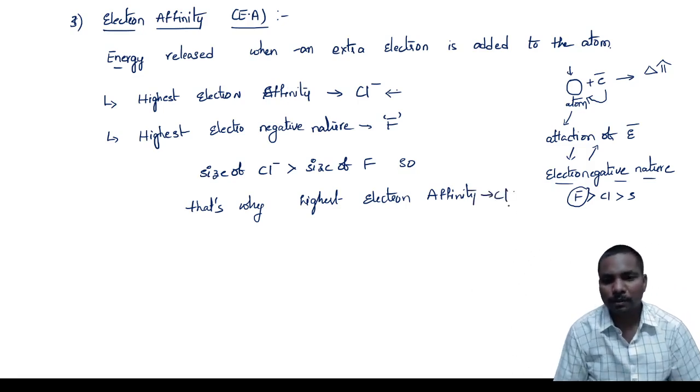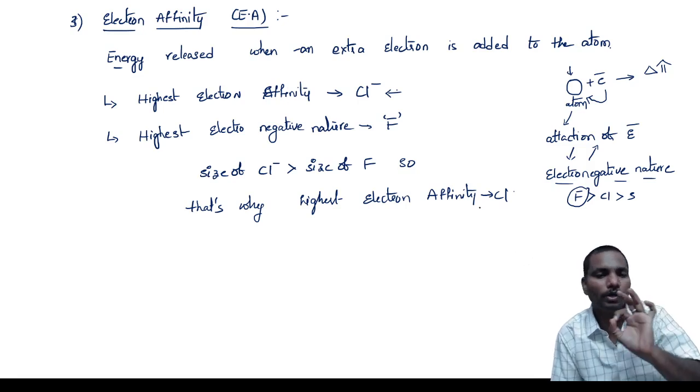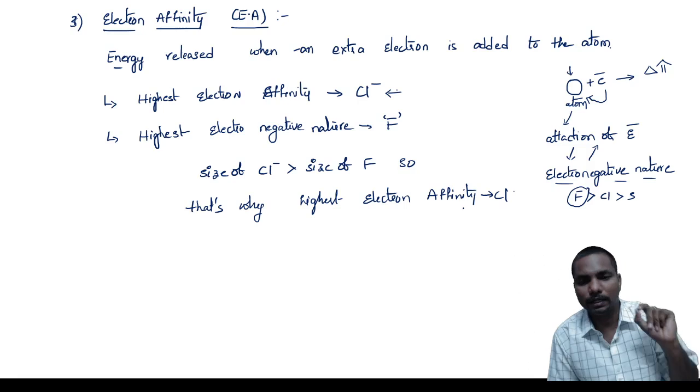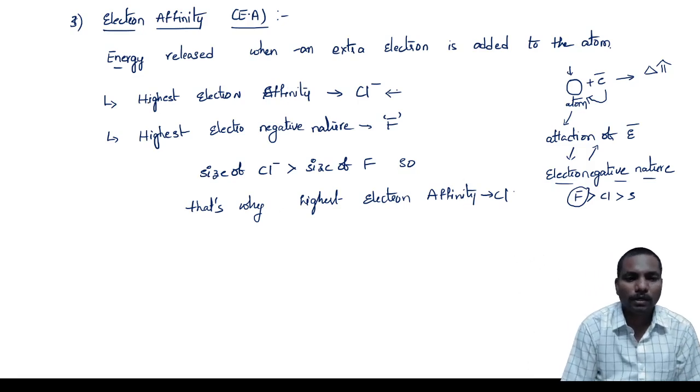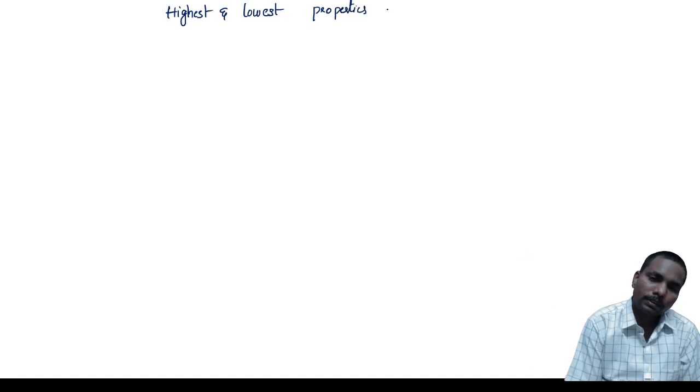Okay. So in the MCQ session, I will give a detailed discussion on this. No need to worry. While discussing the practice questions, I will explain in detail. So up to now, note down: highest electron affinity is chlorine, highest electronegative nature is fluorine. Okay. After this, now I want to give some important points, highest and lowest properties of some elements.